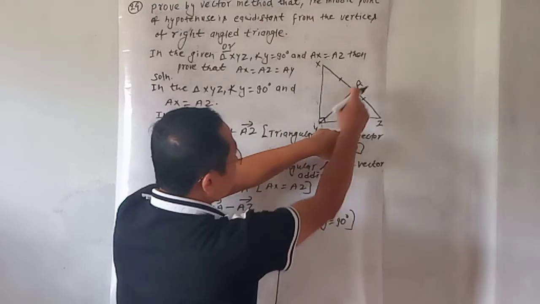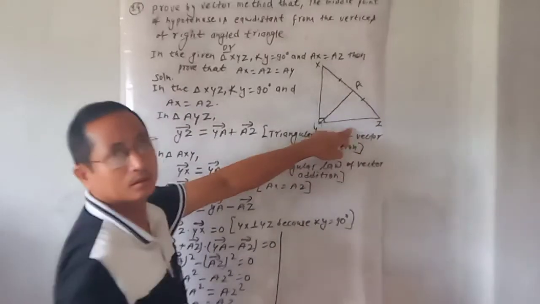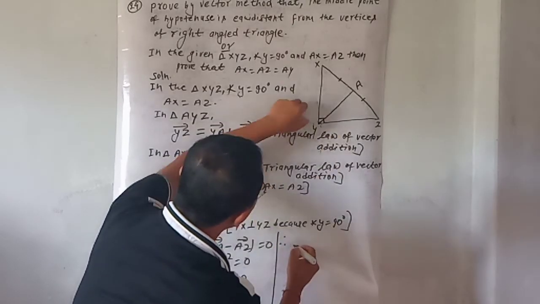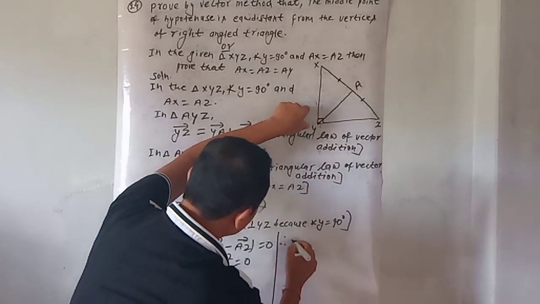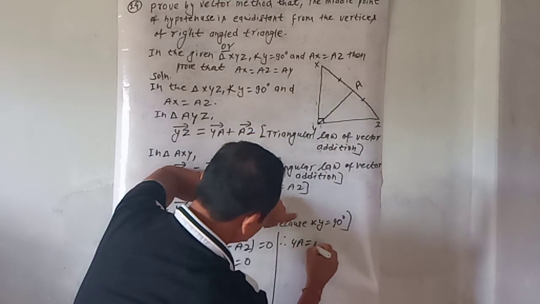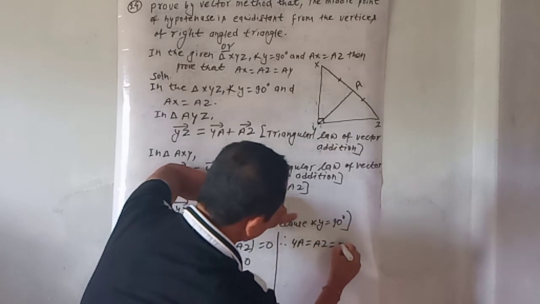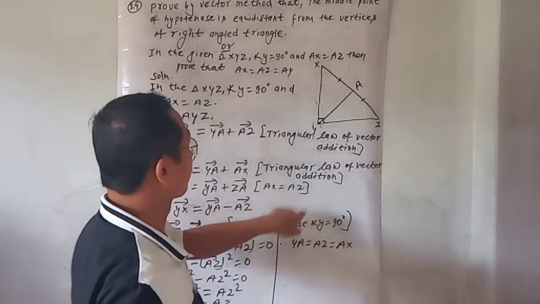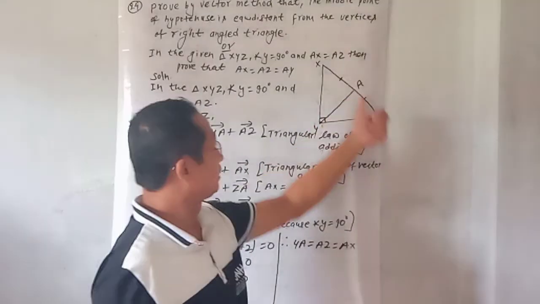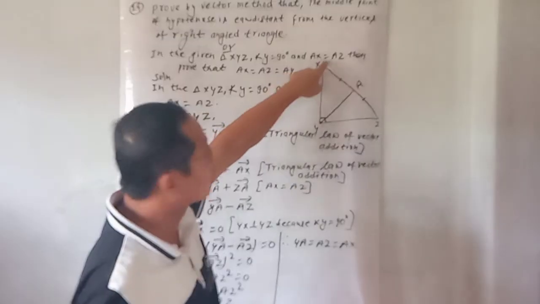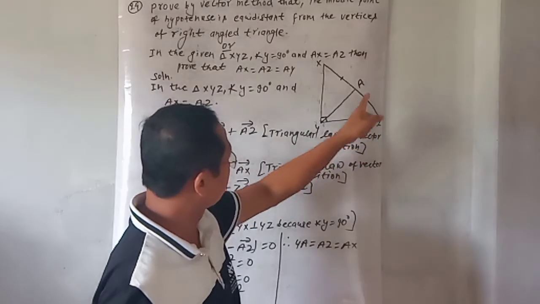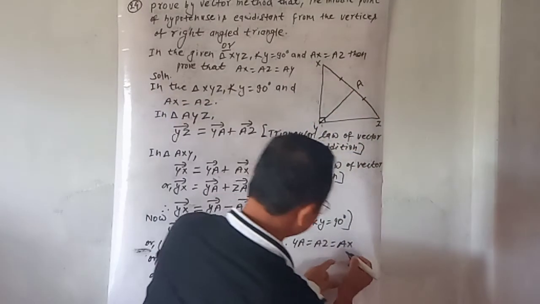And in the question it is given AZ is equal to AX. That's why we can write, therefore, here YA is equal to AZ is equal to AX. YA is equal to AZ we proved here, and AZ is equal to AX is given in the question. That's why we can write YA equal to AZ is equal to AX, proved.